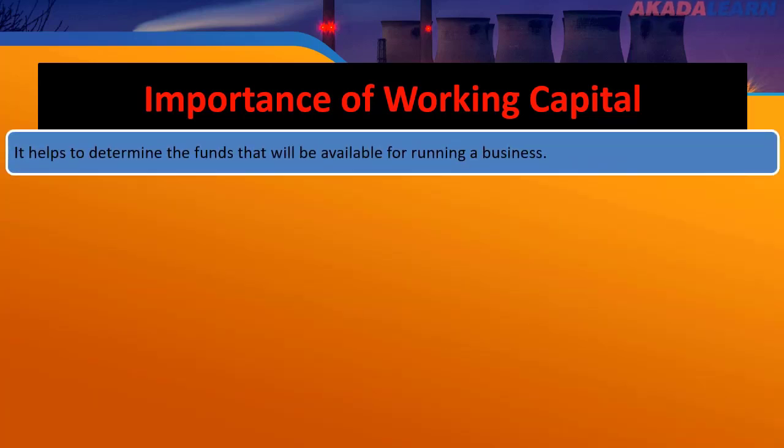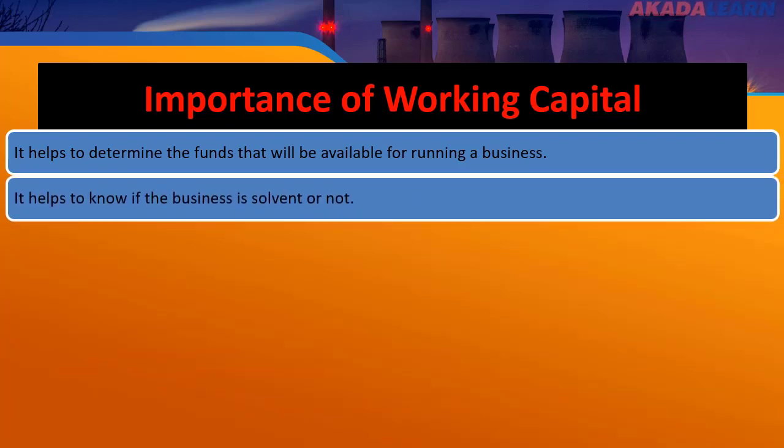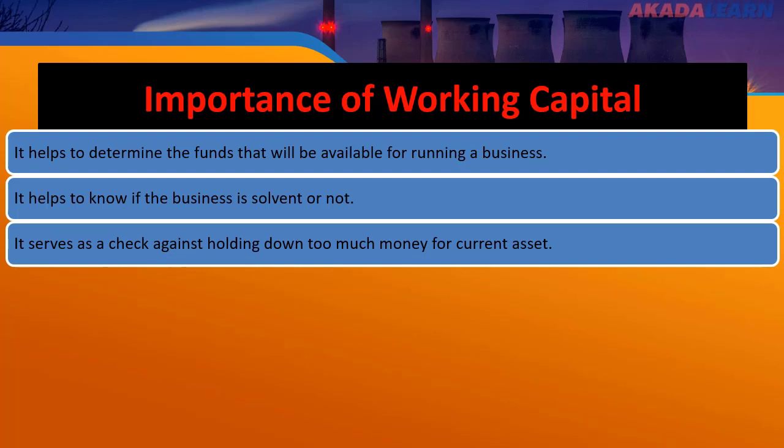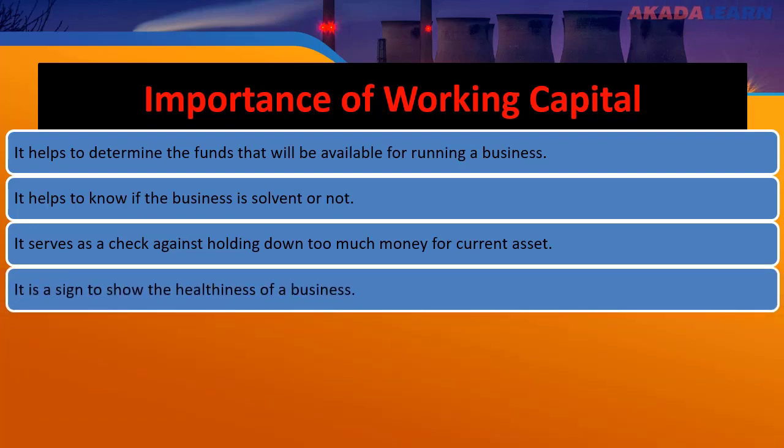1. It helps to determine the funds that will be available for running a business. 2. Working capital helps to know if the business is solvent or not. That is, to know if the business has the ability to settle debt without selling fixed assets. 3. It serves as a check against holding down too much money for current assets. 4. Working capital is a sign to show the healthiness of a business. Working capital helps an investor to know if to invest in a business or not.